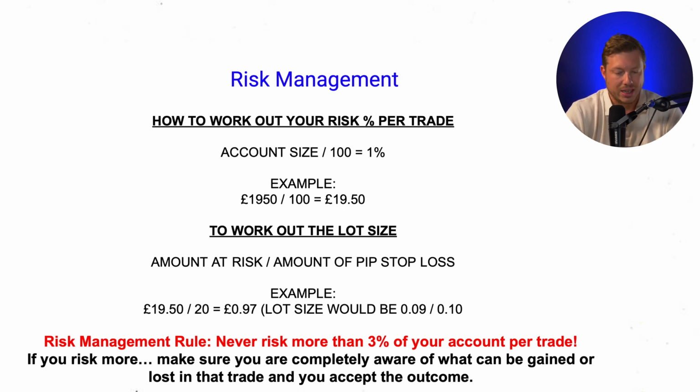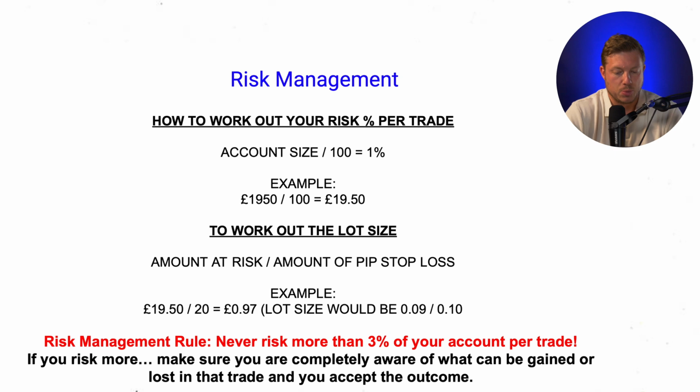So let's just use easy maths. If we were doing £19.50, which is 1%, let's say the stop loss was 20 pips, just for easy numbers, the total would be 0.97, right? So that's 97 pence risk on every single trade. We round that up or down, and it'd become 0.09 or 0.1, because that'd be 90 pence or £1.